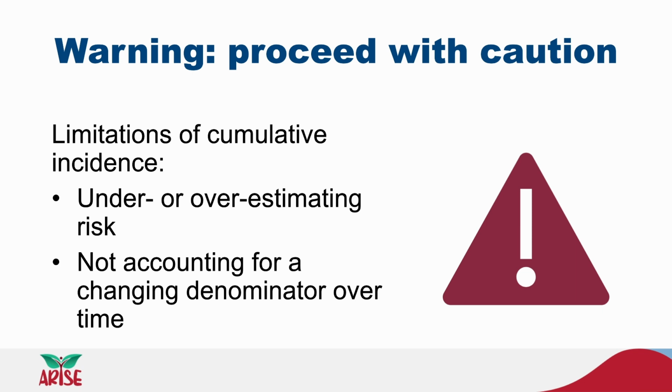There are a couple of problems with using cumulative incidence to measure risk. One issue is under or overestimating risk. When trying to measure incidence in real life, it is not always possible to count the population of interest accurately. Sometimes people who are not part of the population of interest are mistakenly counted as being at risk or the other way around. Those who are part of the population of interest are not included in the calculation.